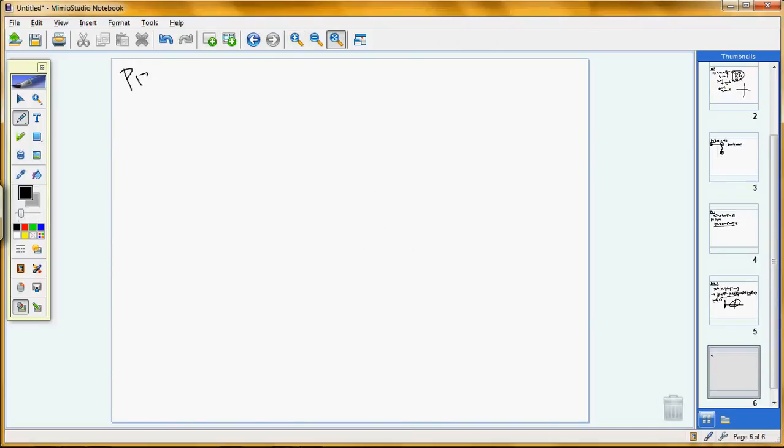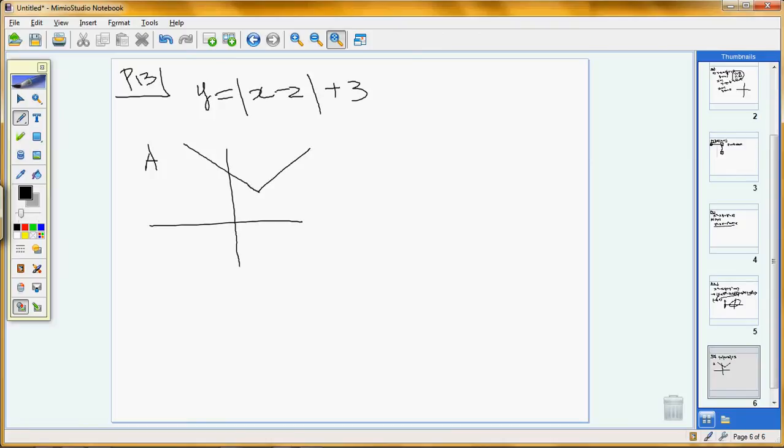Problem 13. Standardized test prep. Which graph is the graph of y equals the absolute value of x minus 2, plus 3? So first graph A, we have something like this, and we know we have a unique point right here. This point is 2, 3. That is not on any other graph. You plug the number in there. If it works, that means A matches this one.